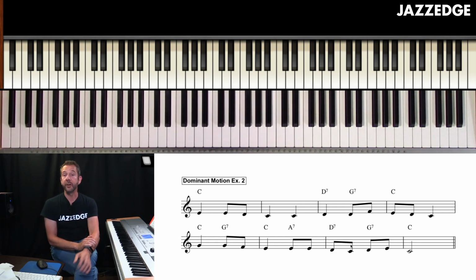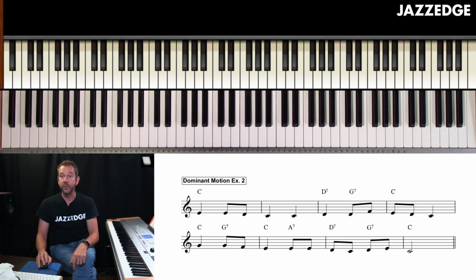Okay, what if I wanted to go to A flat? What's the dominant chord that would lead me to A flat? Well, think about it. Count up 5 half steps, or go up a perfect fourth or down a perfect fifth, and what do you get? You end up getting E flat 7. So E flat 7 would take me to my A flat chord.